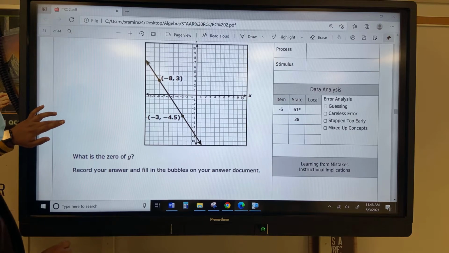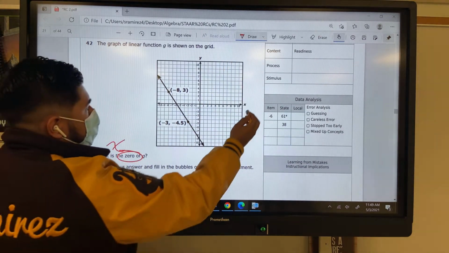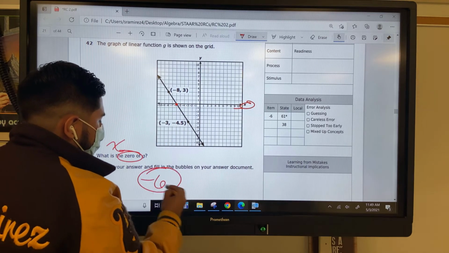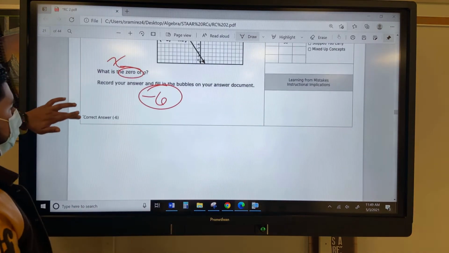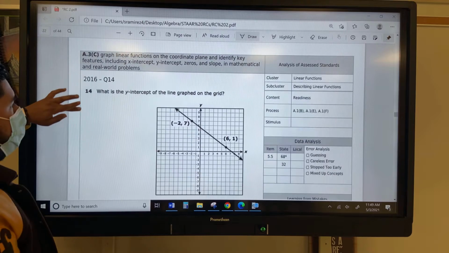What is the zero of this function? Zero is my x. X, -6. A lot of good information in this lesson right here. -6 looks good. We keep going.